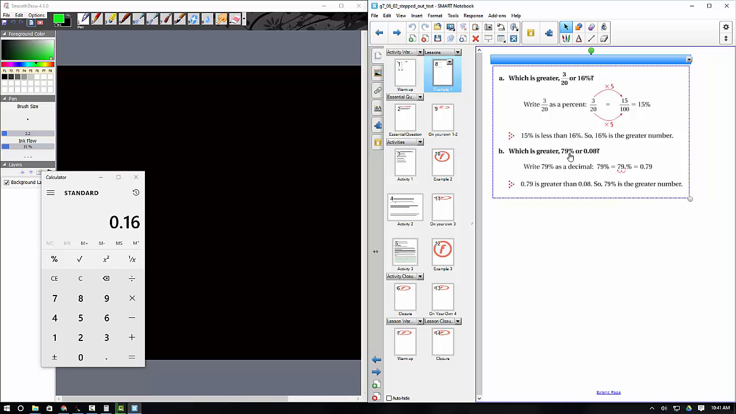Which is greater, 79% or 0.08? I could turn this into a percent, which would go over 2 spots, which would be 8%. And 79% is much greater than 8%.